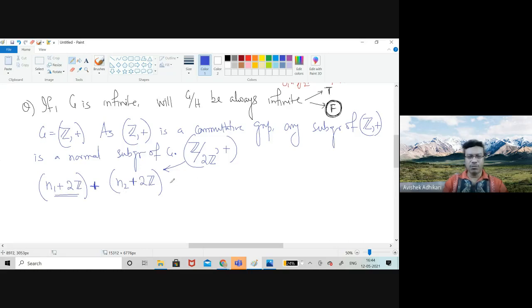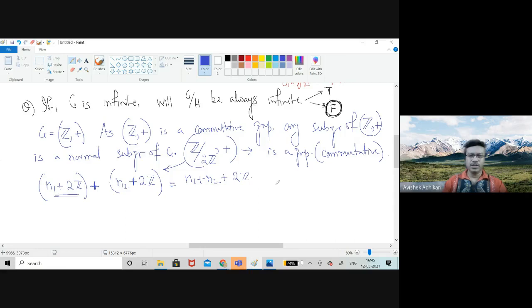Okay, then how should it be defined? Quickly tell me, what should this value be? n1 plus n2 plus 2Z. Okay, now with respect to this addition, as we have just seen, this is a group, and since Z is commutative, as a result this is a commutative group as well, right?